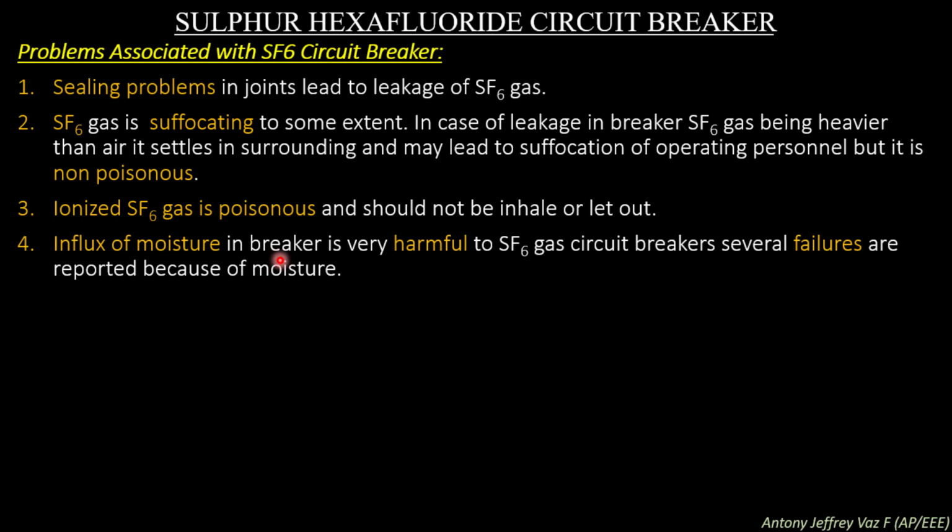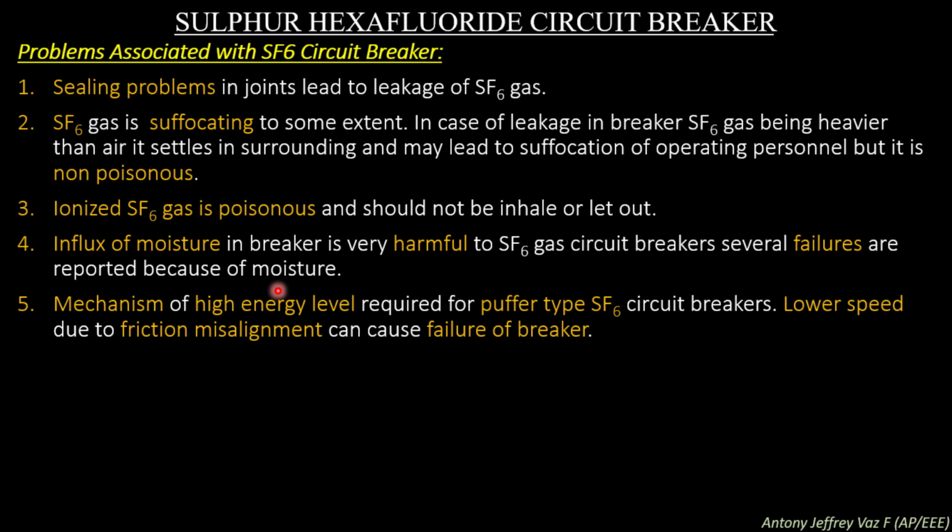Influx of moisture in the breaker is very harmful to the SF6 gas circuit breaker. Several failures have been reported because of moisture. So when the gas is contaminated due to moisture, a failure can occur due to the presence of moisture in the SF6 gas.